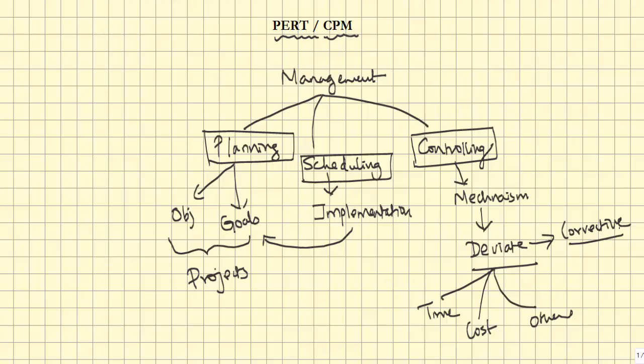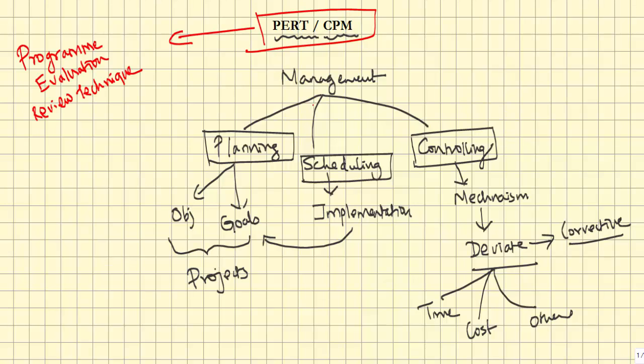So here comes the role of PERT and CPM. So what does the PERT and CPM model tell you, or what is PERT actually? PERT stands for Program Evaluation Review Technique, and CPM stands for Critical Path Method.